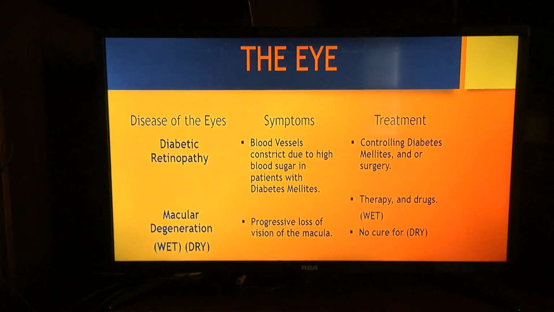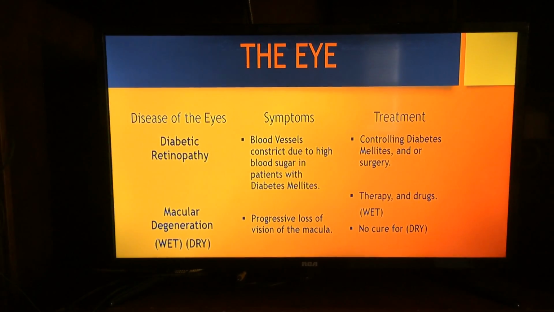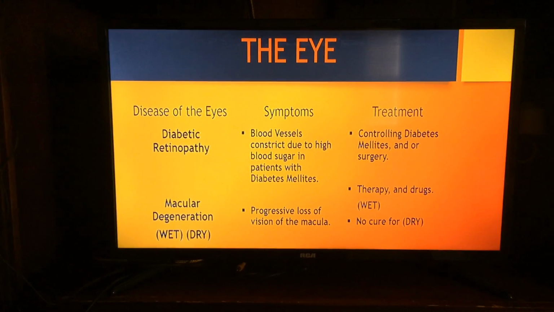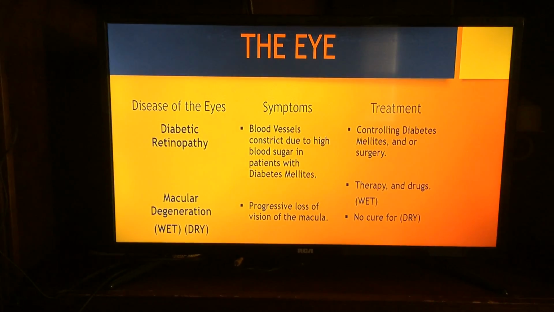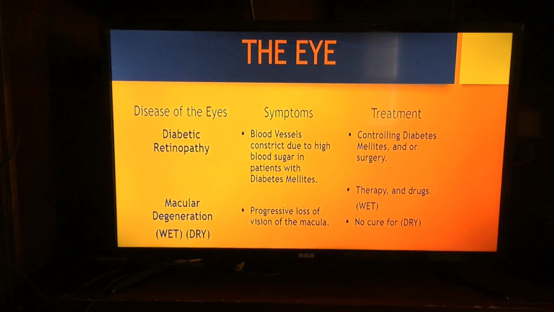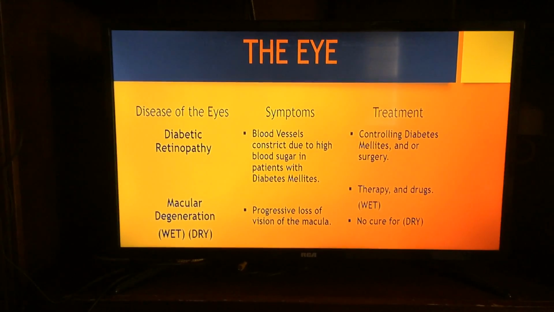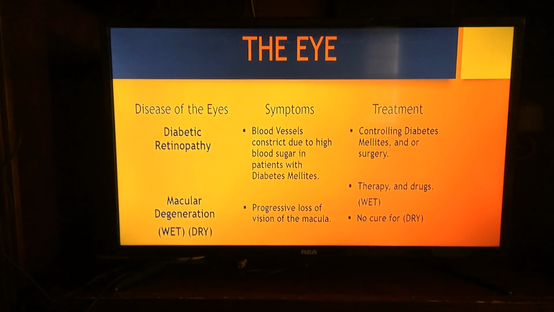We also have diabetic retinopathy and macular degeneration, wet or dry. In diabetic retinopathy, blood vessels constrict due to high blood sugars. Treatment would be controlling diabetes and or surgery.